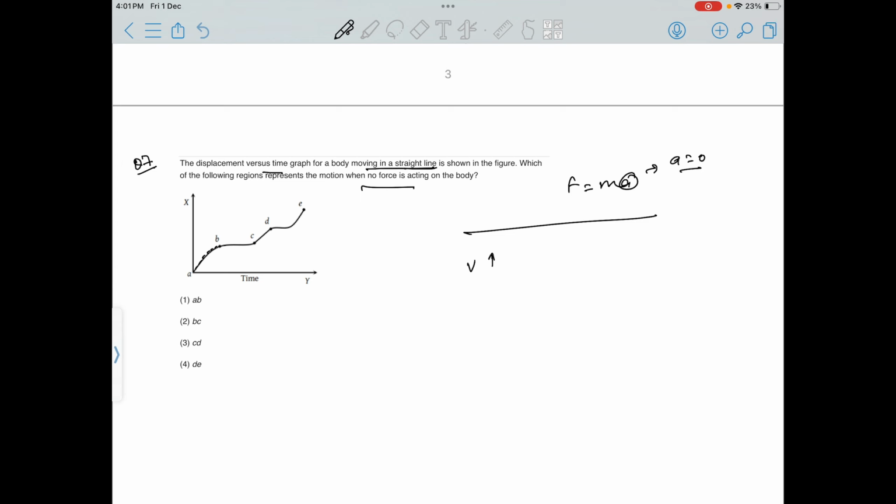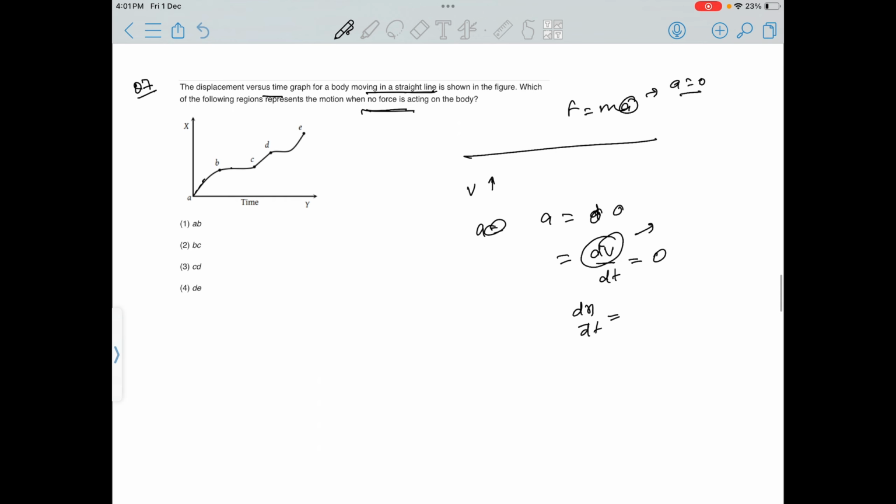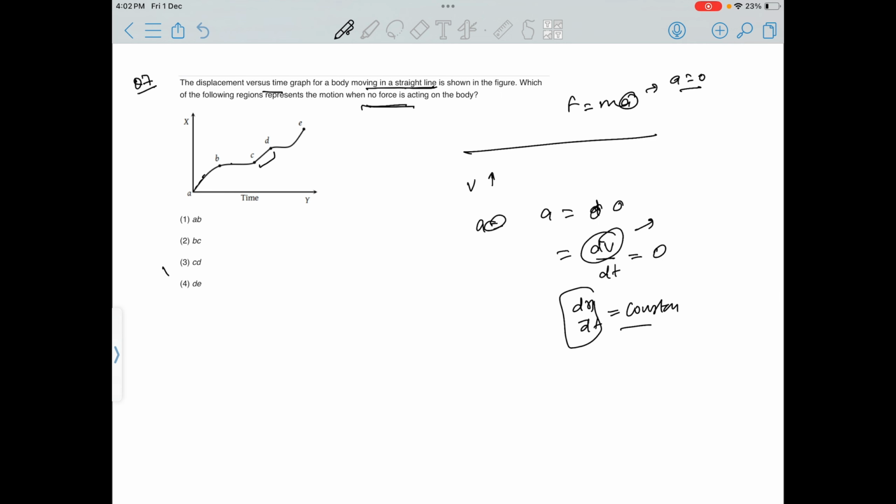Here also velocity is decreasing and then increasing. We have to find where no force is acting, so acceleration is equal to 0. Acceleration is dv by dt, so dv by dt should be 0. It means velocity should be constant, so dx by dt should be constant. The slope of x versus t in this part is constant. So CD will be the answer.